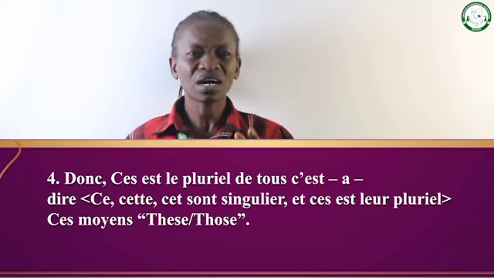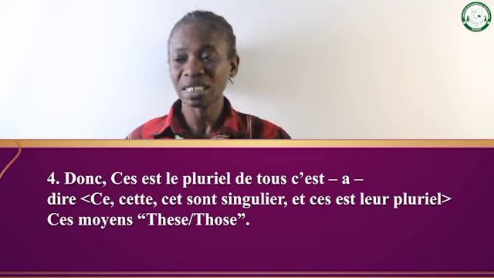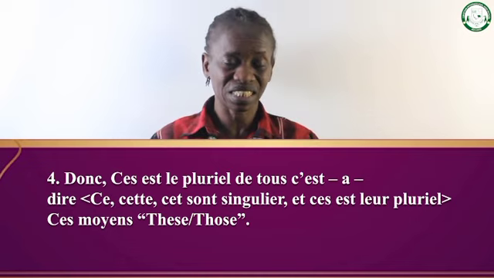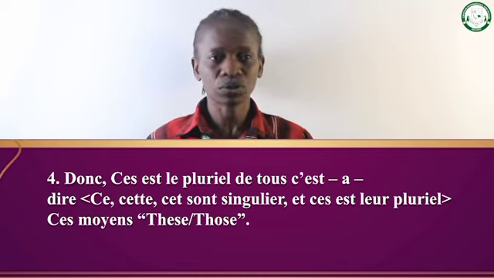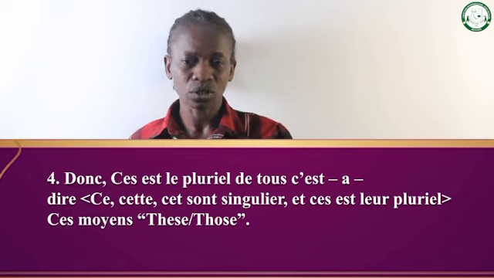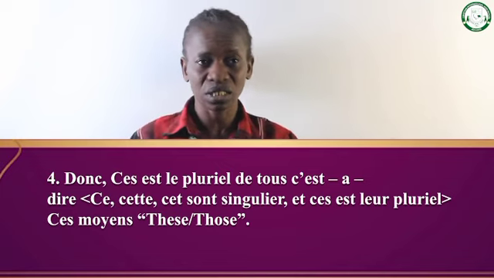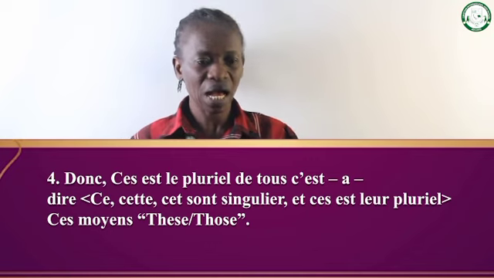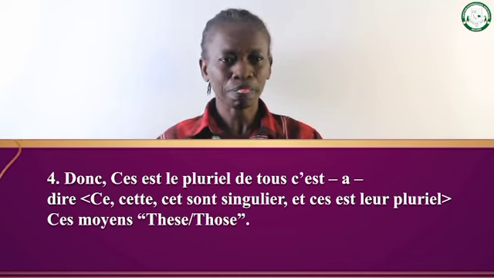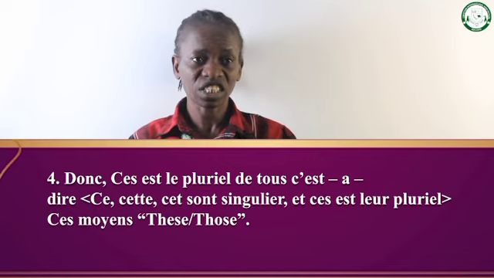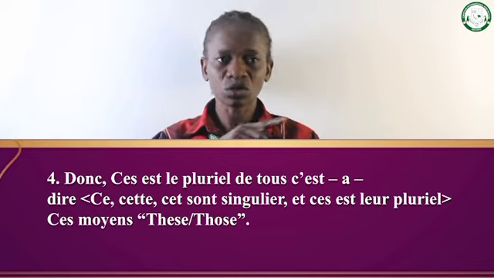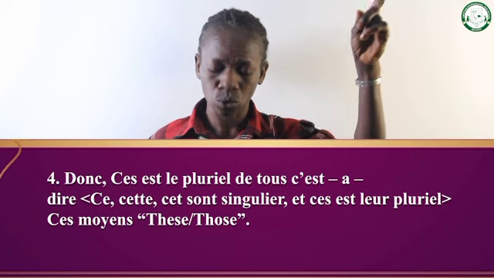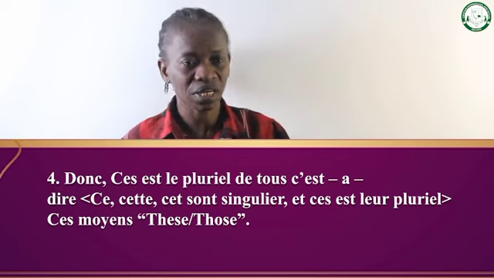Why do we say the plural form? That is these or those. So when you want to write the plural form of all those things, you just put ces to make their plural form. As in ces garçons, ces femmes, ces filles, all those will mean these, or if they are far, those. All right, that is the plural form of the four.